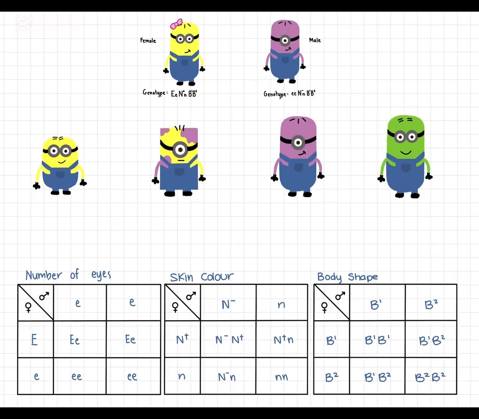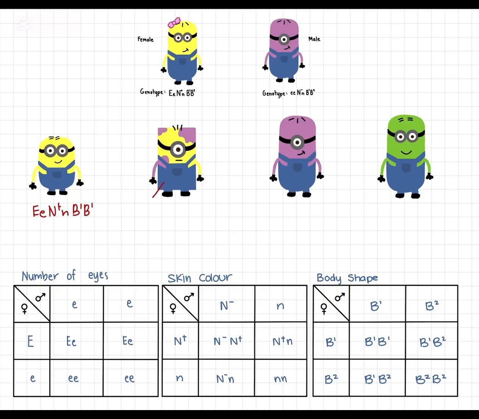For the first offspring, we can see it is similar to the mother as it has 2 eyes, so it must be big E, little e. It is also yellow, so it must be big N+ and little n. For body shape, since the parents are both heterozygotes with hot dog-shaped bodies, and we know that rectangle is B2, B2, as written in the question, the round body shape is B1, B1.